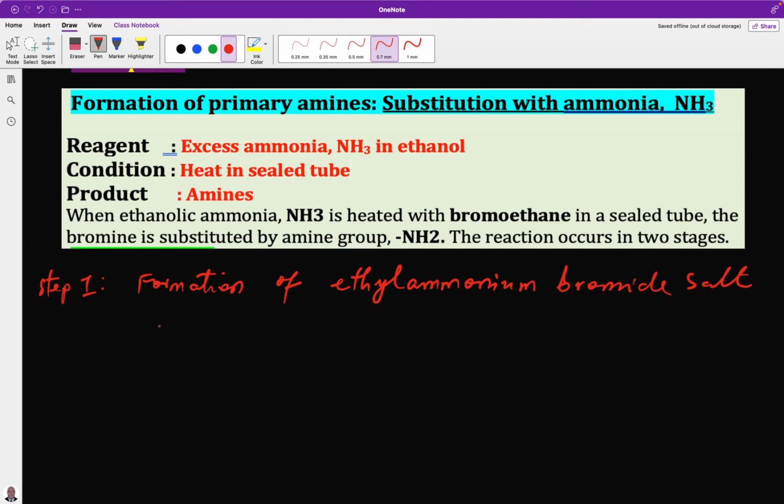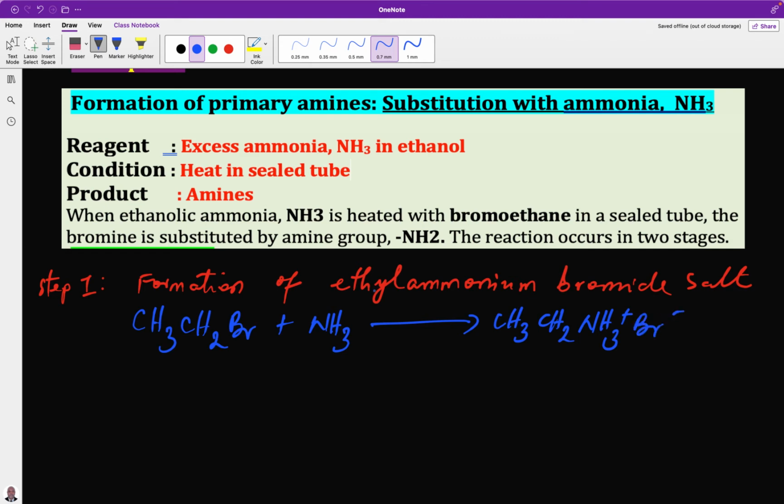Let me write it in equation form. CH3CH2Br, that's bromoethane, plus ammonia, gives CH3CH2NH3+ Br-. It's an ionic salt.